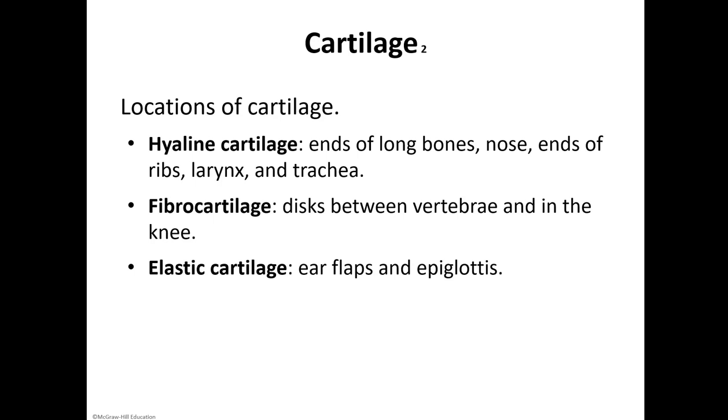Hyaline cartilage has a matrix made of collagen and is found at the ends of long bones and ribs, in the nose, the larynx, and the trachea. Fibrocartilage has thick rows of collagen fibers and is able to tolerate pressure and tension. These are found in the discs between the vertebrae and the cartilage of the knee. Elastic cartilage is found inside the ear flaps and epiglottis.